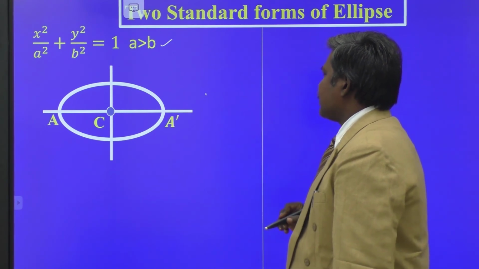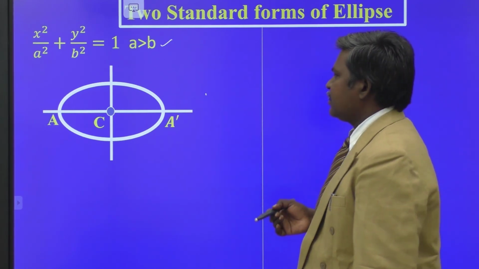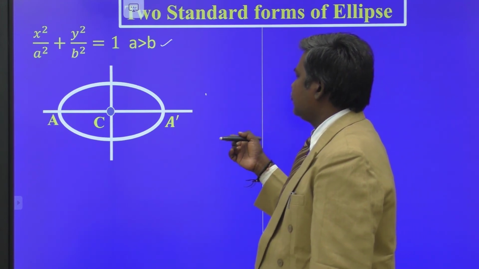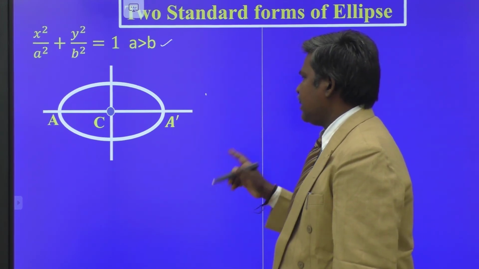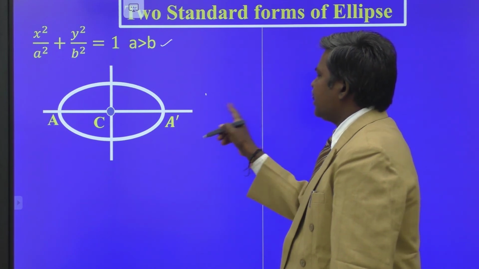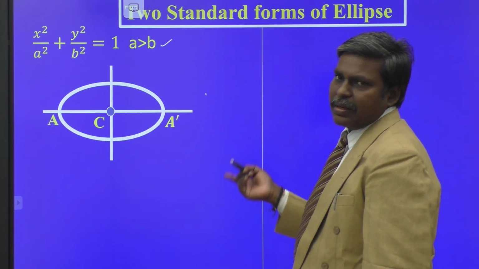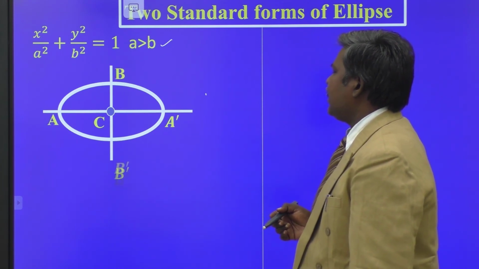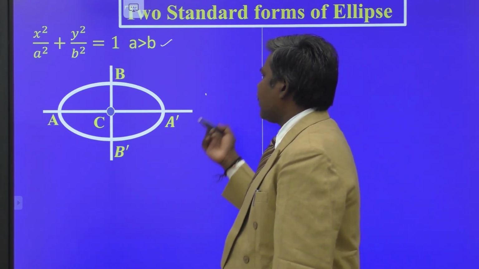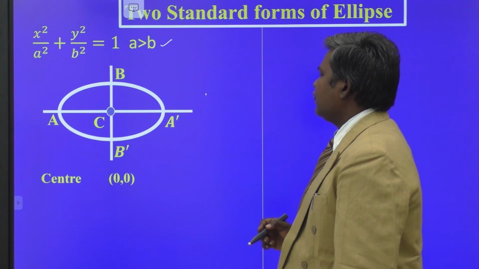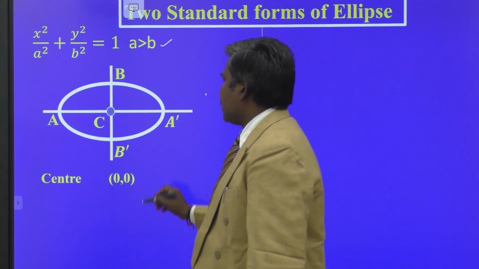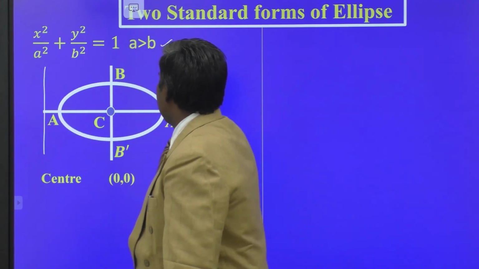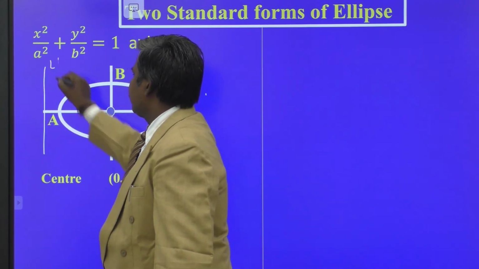A and A dash are what? Vertices, because the points of intersection of the axis and the curve are vertices. The distance between the two vertices is the major axis, that is 2a. And B and B dash are the extremities of the minor axis. Its center is 0, 0. There exist two directrix like that. These are the directrix, L and L dash.